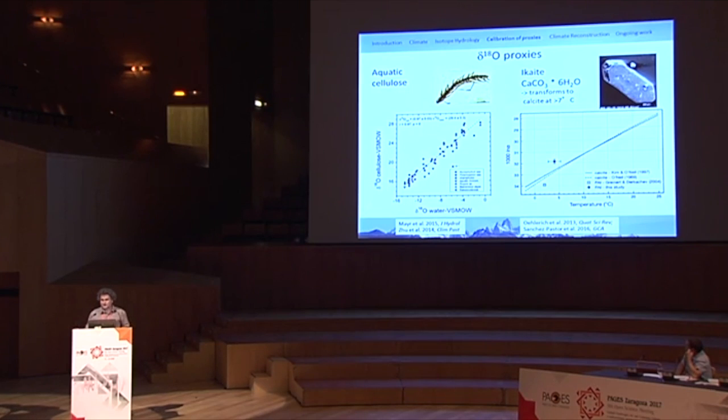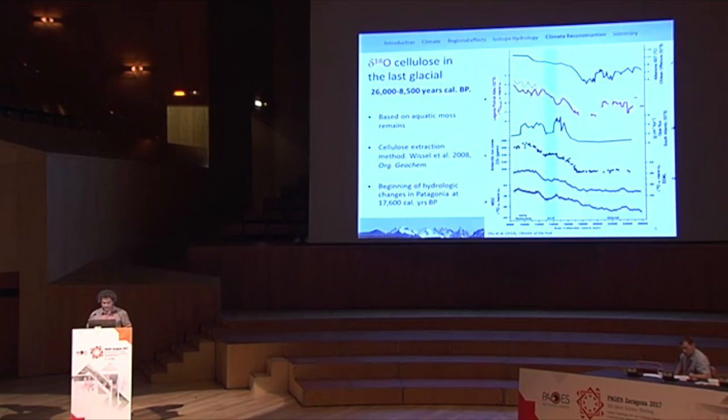And on the other side, there are carbonates, and these carbonates in Laguna Potrok Aike are very special because carbonate is formed as ikaite, which is a calcium carbonate hexahydrate, and it only precipitates in a very small range of temperatures. And so we can be sure that this proxy also reflects mainly the lake water isotopic composition and not temperature.